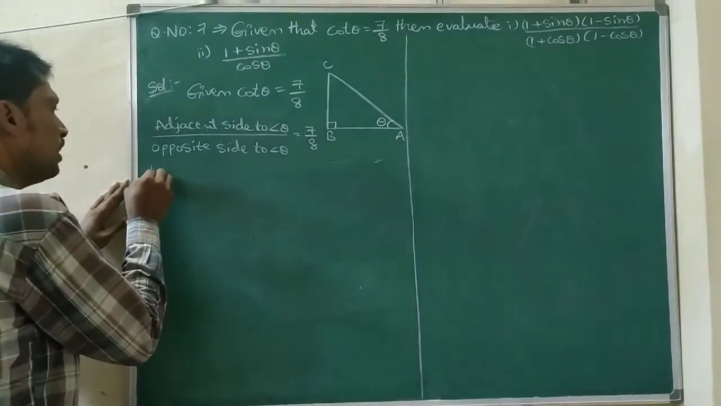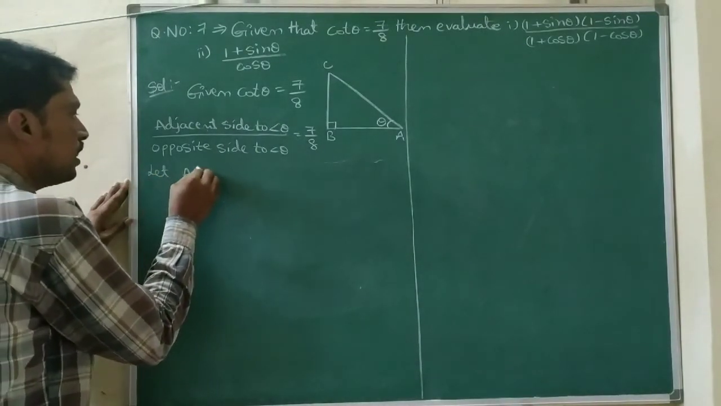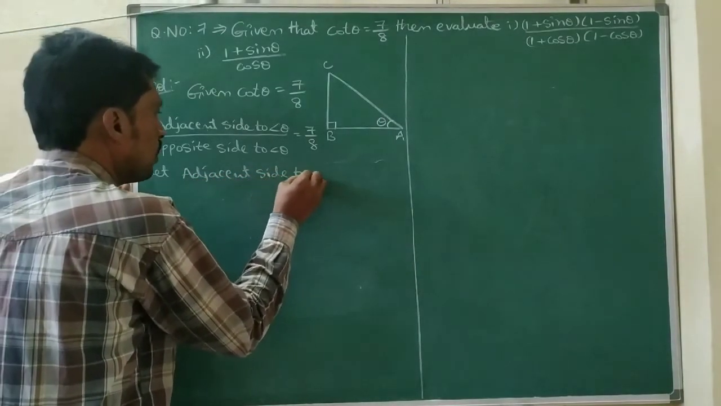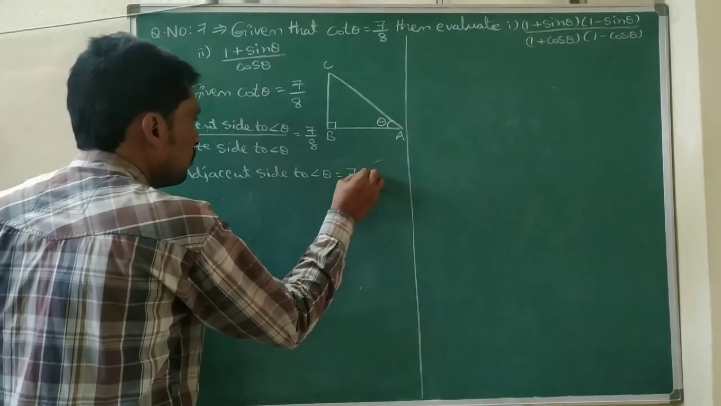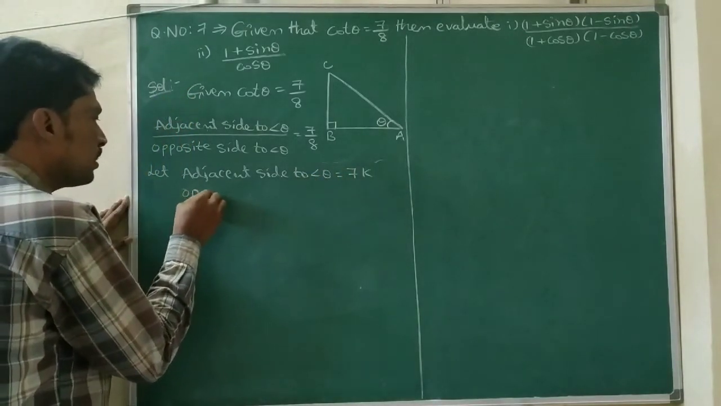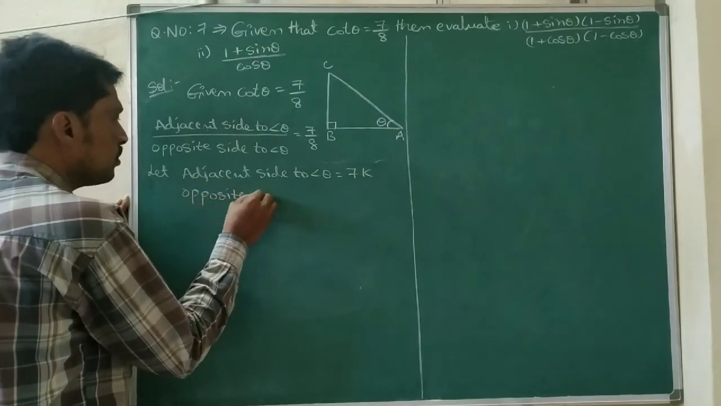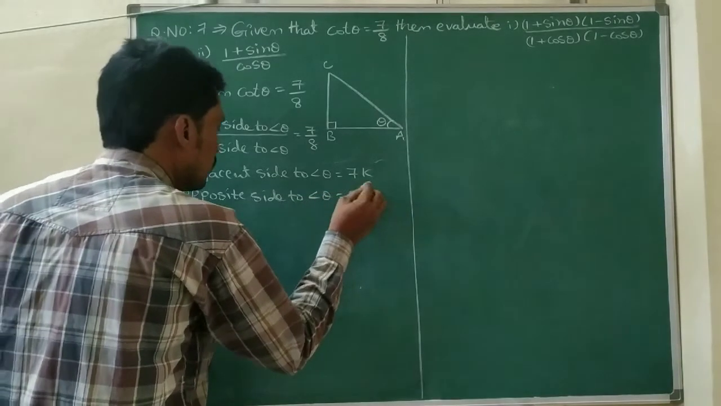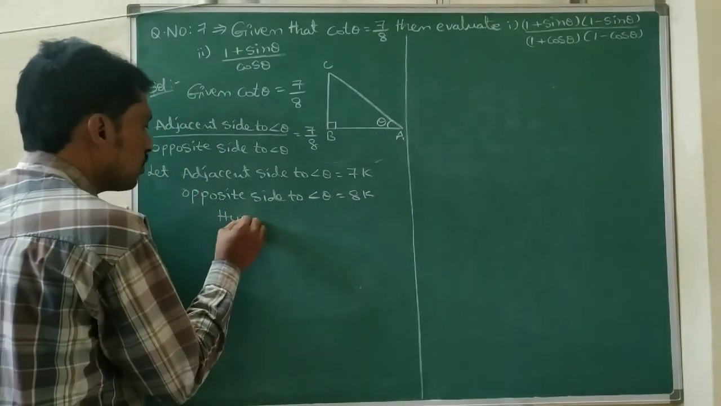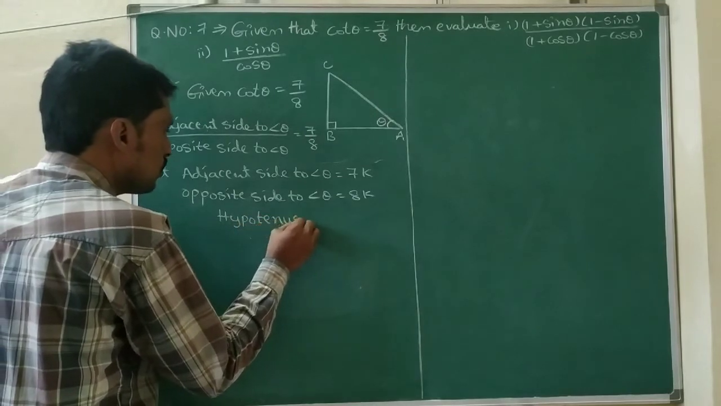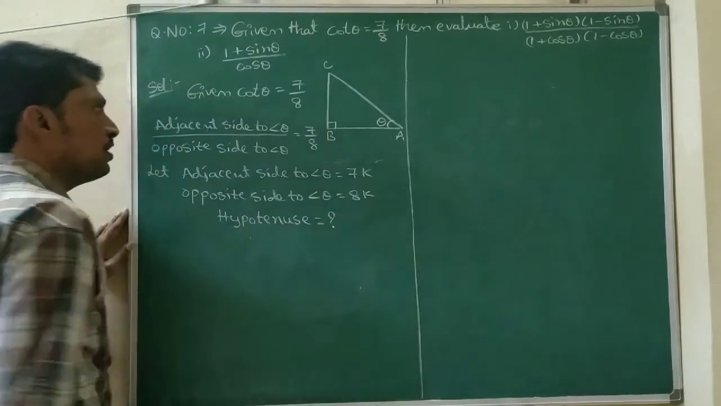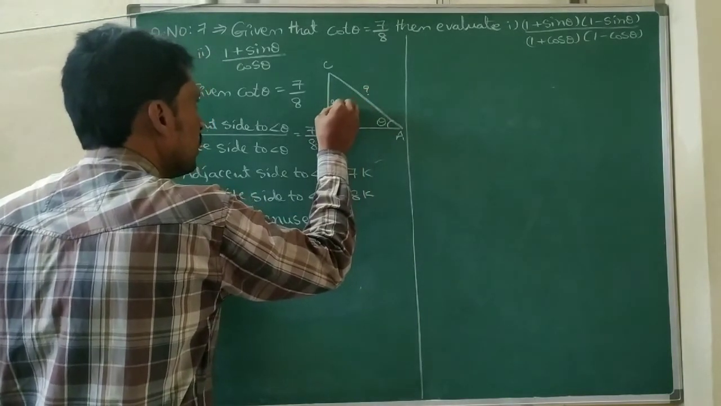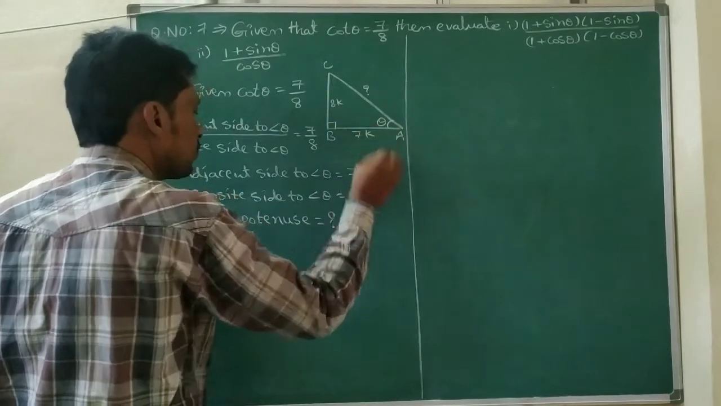So here let adjacent side to angle theta equals 7k, I am taking. Opposite side to angle theta equals 8k, we are getting. Now hypotenuse, we don't know. We need to find the hypotenuse only. So this one we need to find. So this is 8k, this is 7k.